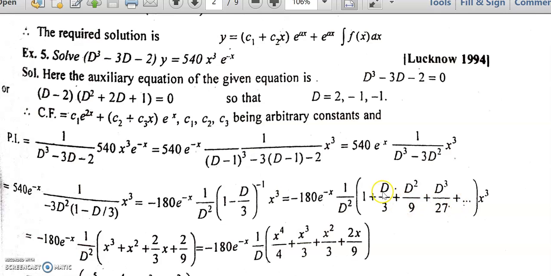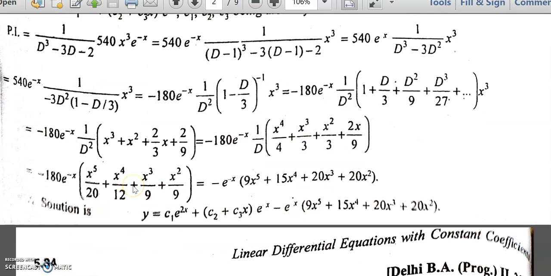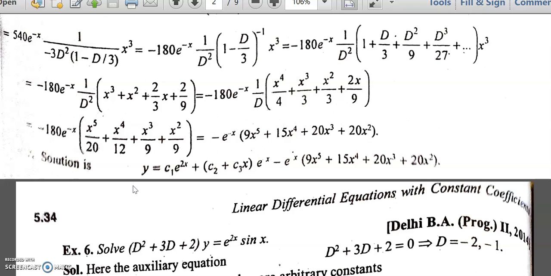So that means D of x cube means 3x square, right? D square means 6x, like this way. Then 1 by D square, so you can check it. 1 by D means integration, so do 2 times integration. So you just simply calculate it. You have to clear the concept, then easily you can calculate it.